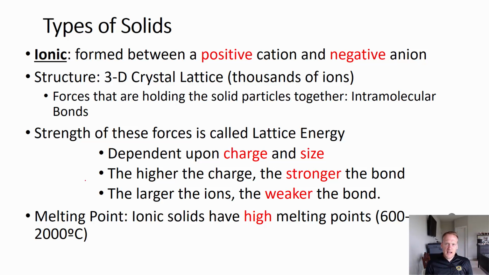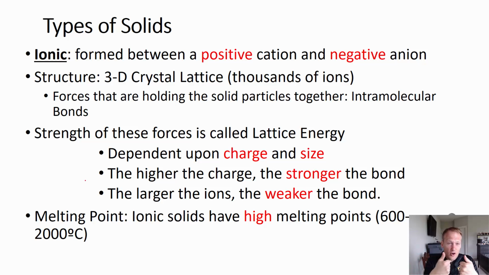Those are kind of some baseline properties. Let's look at the 4 different types. Okay, type number 1 is ionic substances. We already are familiar with these. Positive cation, negative anion. Okay, and we talked about lattice energy way back in the first semester.